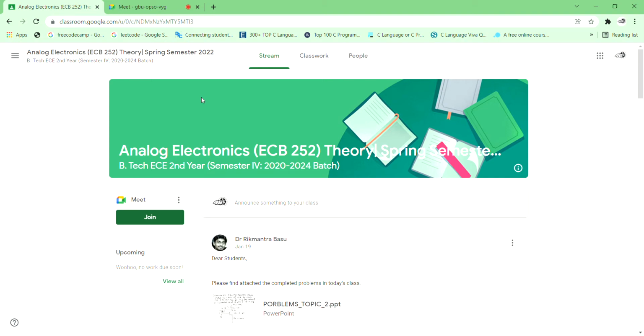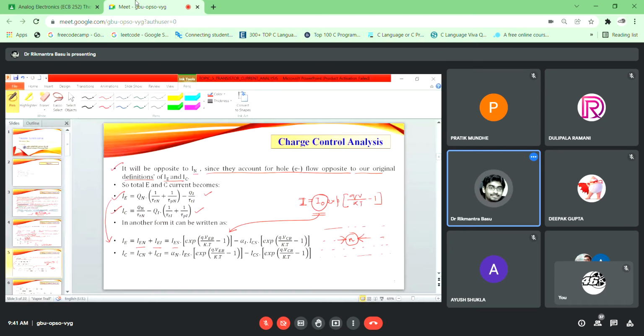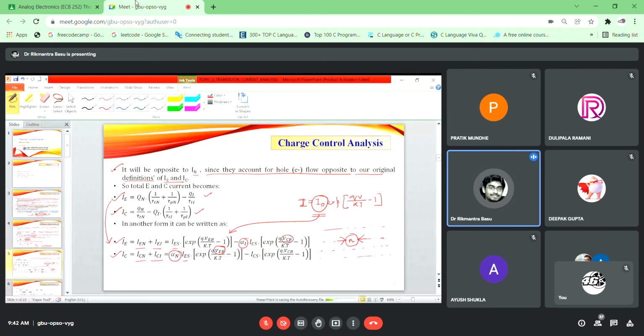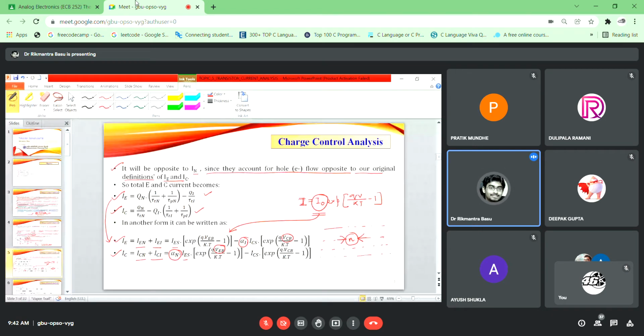The current expression becomes IES exponential Q into VEB by KT minus 1, the emitter base effect, minus alpha I, some proportionality factor, ICS exponential Q into VCB by KT minus 1, the collector base one. And similarly, the collector current ICN plus ICI, where the proportionality factor comes first in normal mode: IES into exponential VEB term minus 1, minus ICS exponential Q into VCB by KT minus 1.